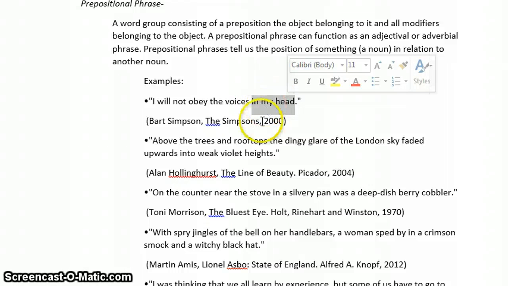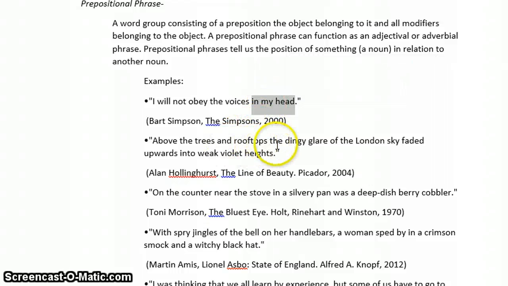If we look at this next example, above the trees and rooftops, the dingy glare of the London sky faded upwards into weak violet heights. Above the trees and rooftops is an example of a prepositional phrase. I would recommend in this case that you throw a comma there between that and the main clause of the sentence, but they've chosen not to, and they're a published author, so I'm not going to argue with them, but I would recommend that you do that as a student.